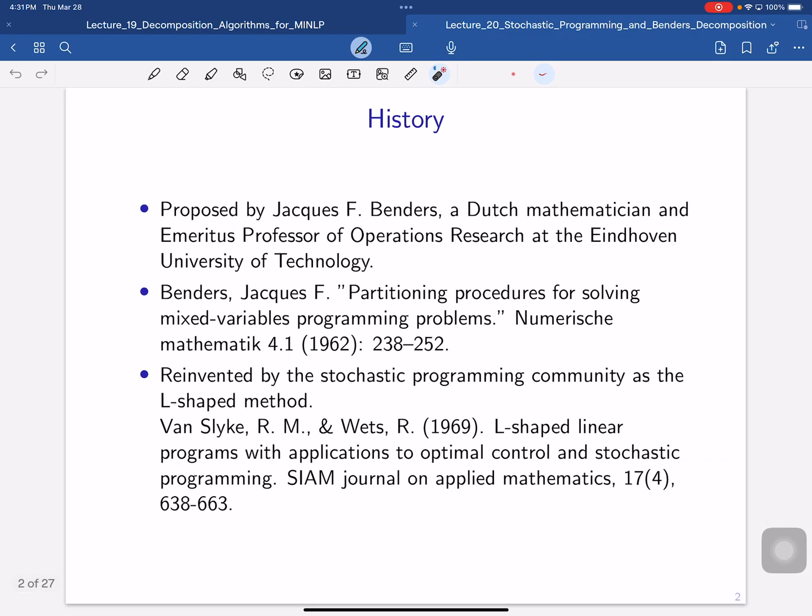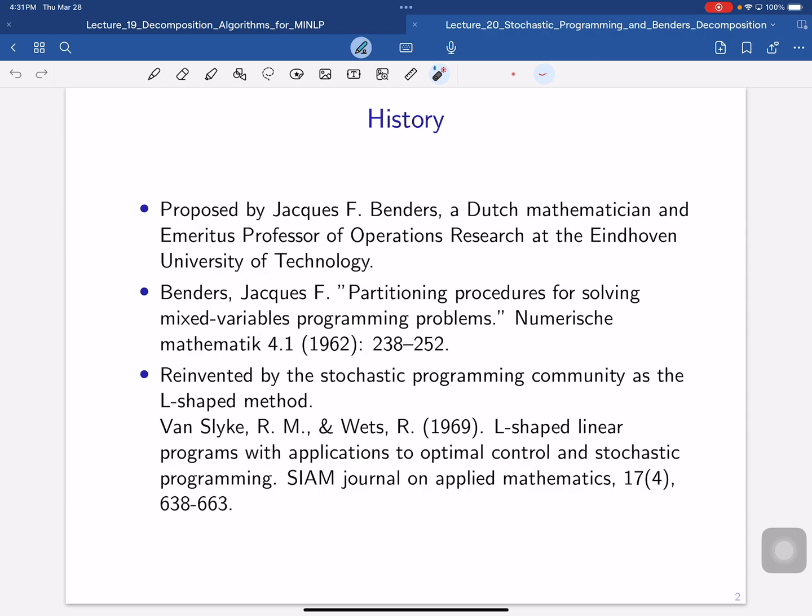Just a little bit of history of Benders decomposition. It's proposed by someone whose name is Benders. So when you write Benders decomposition, remember that Benders is a name. Don't write Bender prime S in your paper, right? Just write Benders. So in his PhD thesis, he proposed the paper called Partitioning Procedures for Solving Mixed Variable Programming Problems back in 1962.